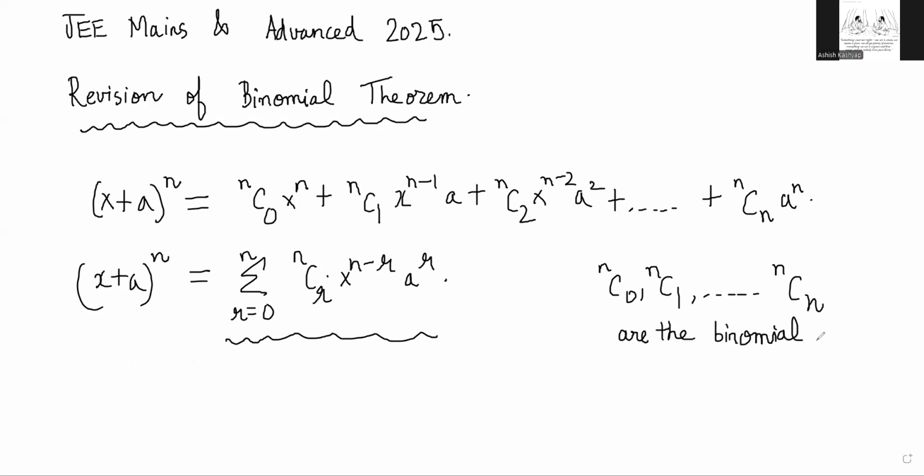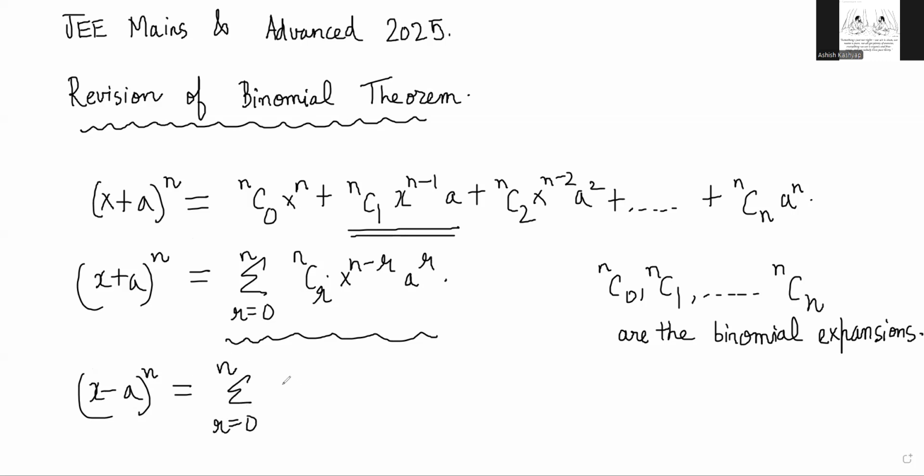Now, in case the expansion is not (x + a)^n, and if it is (x - a)^n, what will we do? So you should notice that every time a appears an odd number of times, the terms will become negative. So this will be negative, the fourth term will be negative, and so on. So the general expression in that case becomes summation r goes from 0 to n, (-1)^r nCr x^(n-r) a^r. So this is my expansion for binomial theorem where it is (x - a)^n, right?